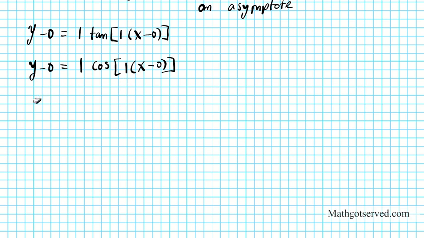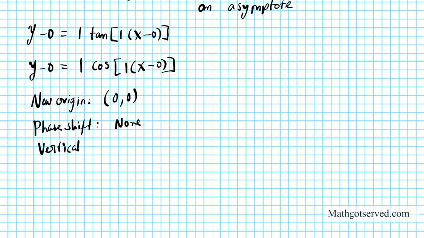Let's just write some information real quick. The new origin, we went over this in the previous clip. The new origin is 0, 0. The phase shift is none, since you move in no direction to the left or right. Vertical shift is none. Our amplitude is going to be 1, and that's 1 unit up and down.